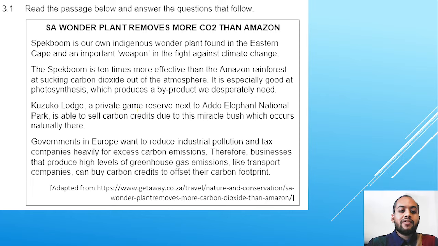Kuzuko Lodge, a private game reserve next to Addo Elephant National Park, is able to sell carbon credits due to this miracle bush which occurs naturally there. Governments in Europe want to reduce industrial pollution and tax companies heavily for excess carbon emissions. Therefore, businesses that produce high levels of greenhouse gas emissions, like transport companies, can buy carbon credits to offset their carbon footprint.